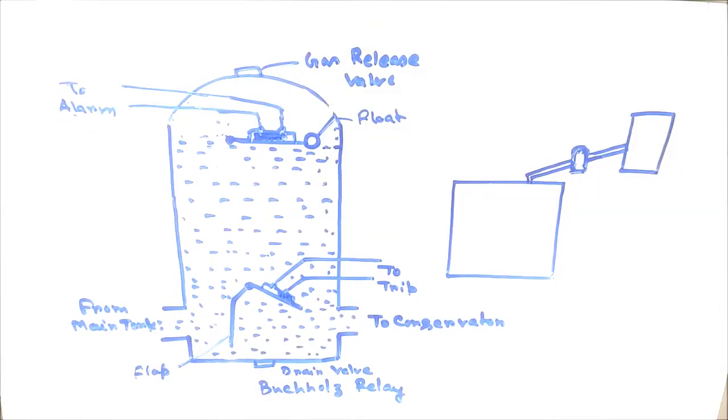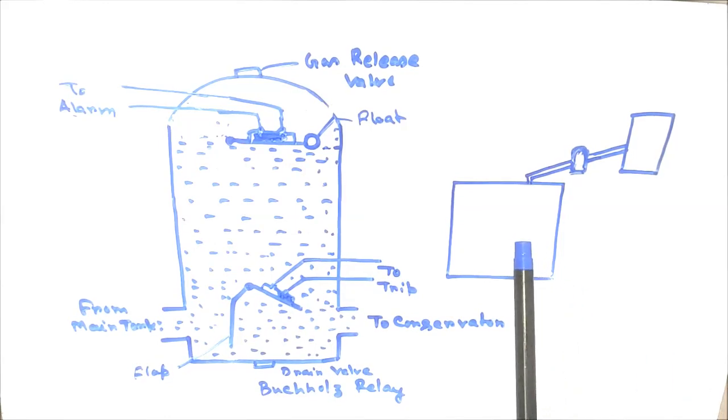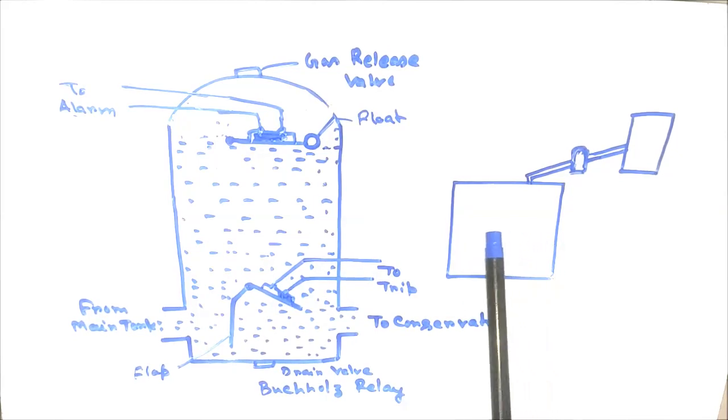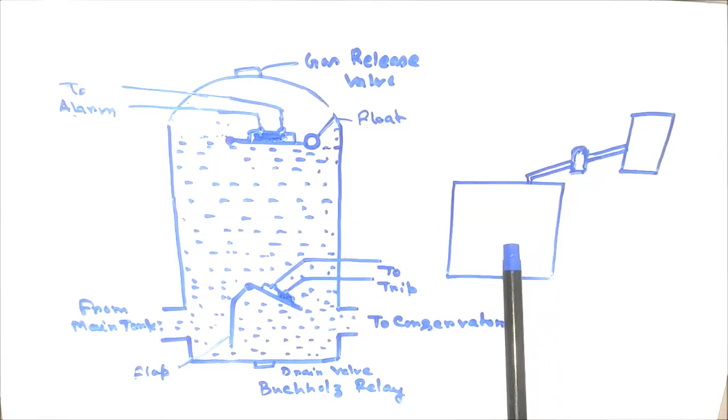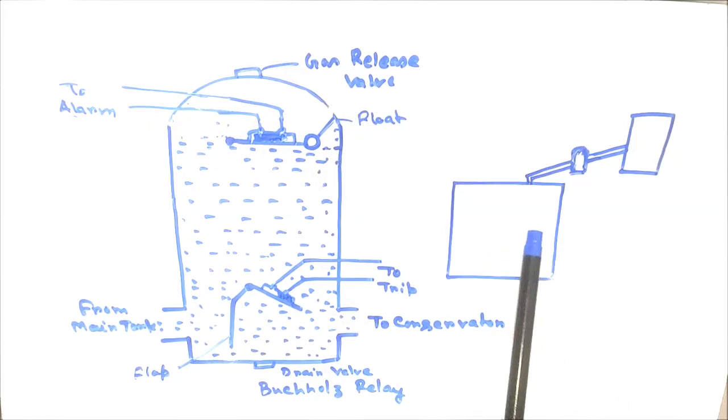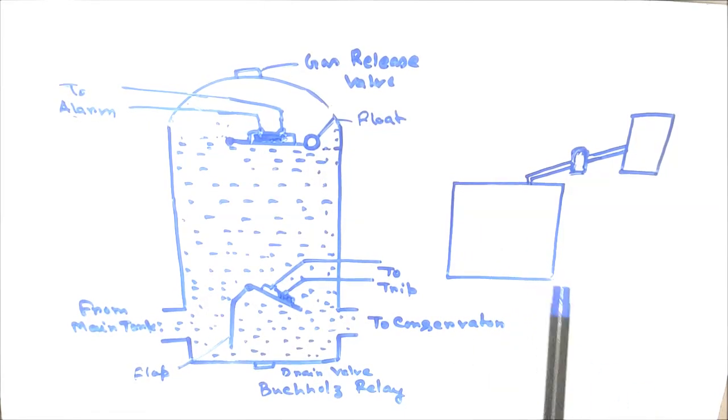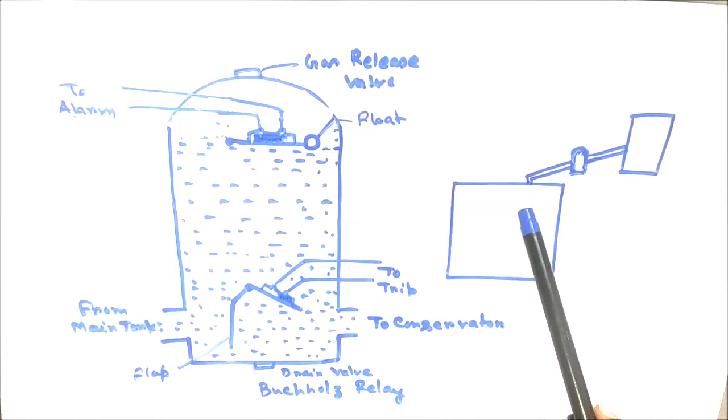Now when any internal fault in the transformer winding or interturn short occurs, due to this fault heat will be produced in the winding, and this heat will pass into the transformer oil in the main tank. Therefore due to heating of this oil, the oil in the transformer main tank decomposes, and it will generate some hydrocarbon gases.